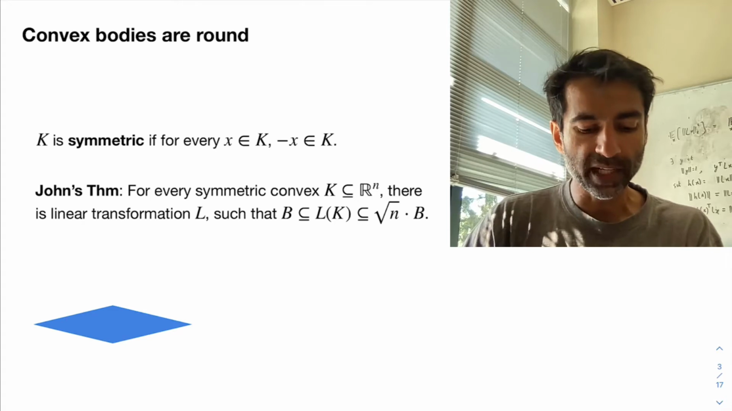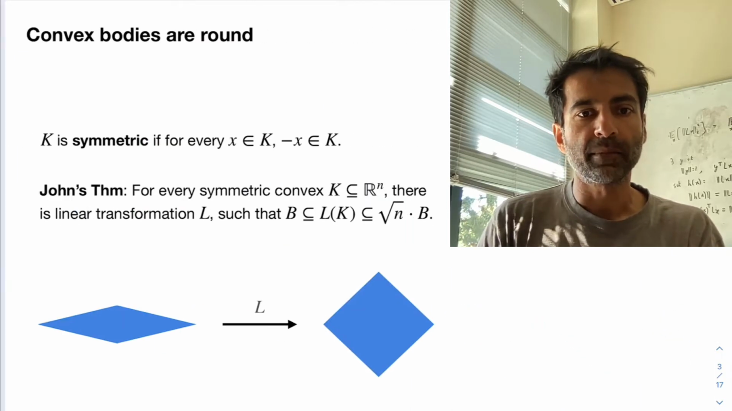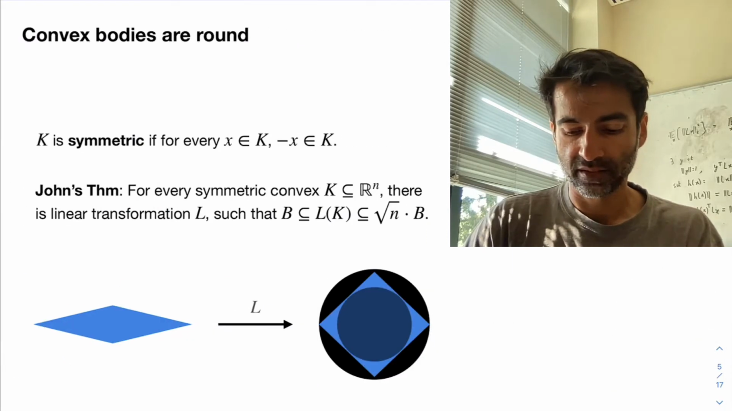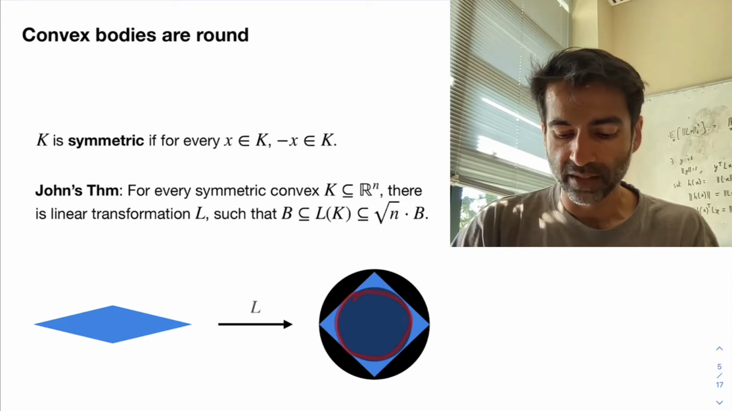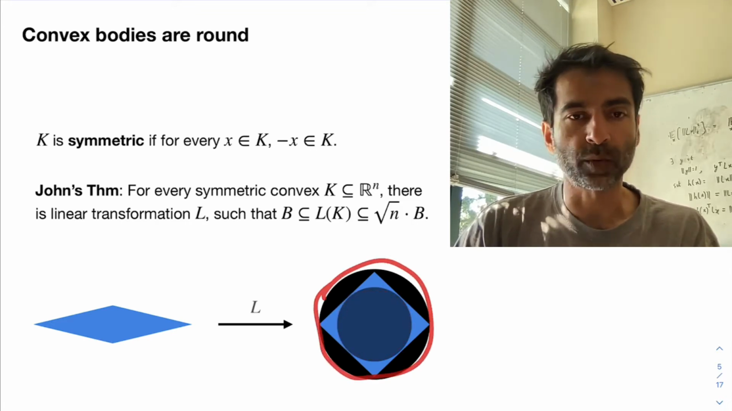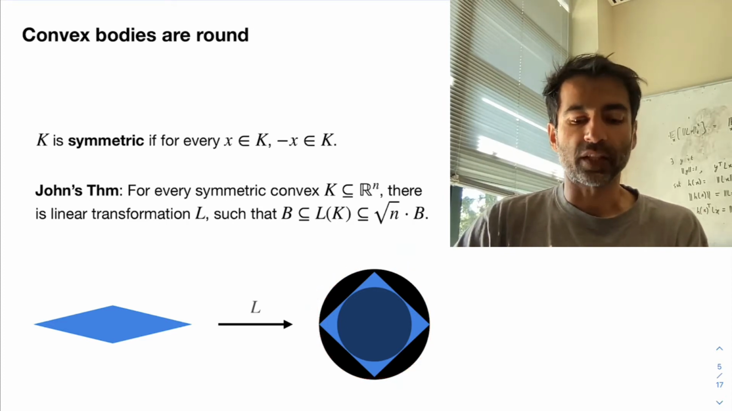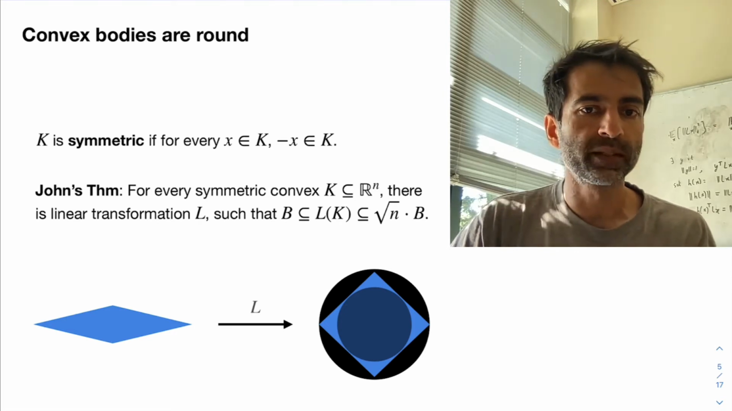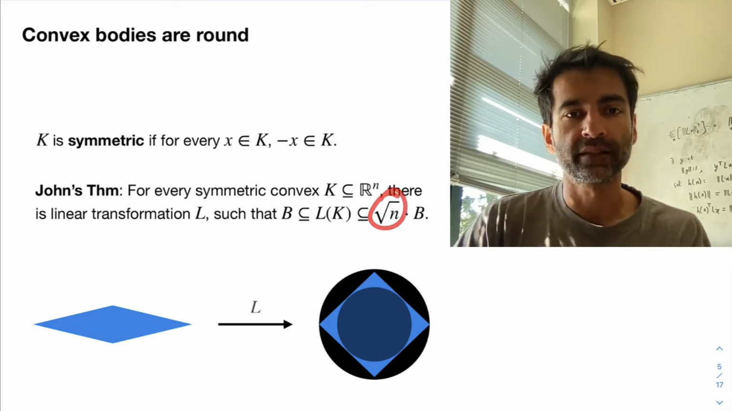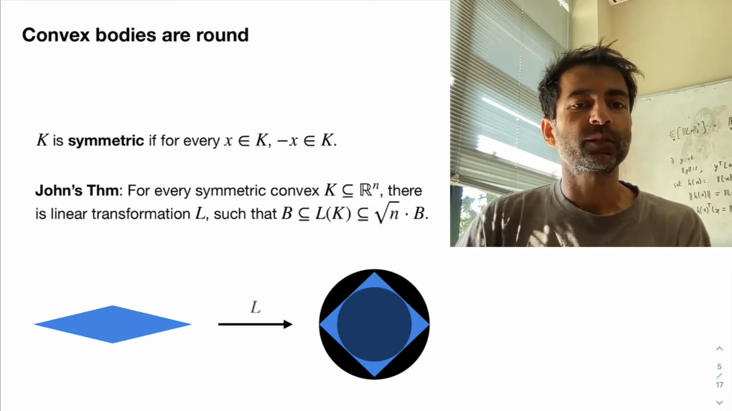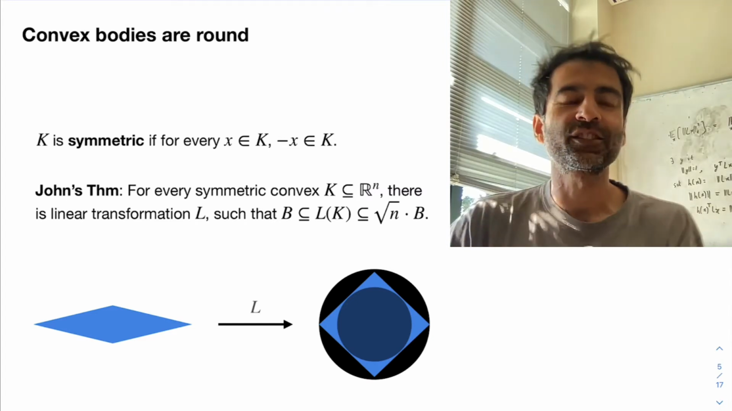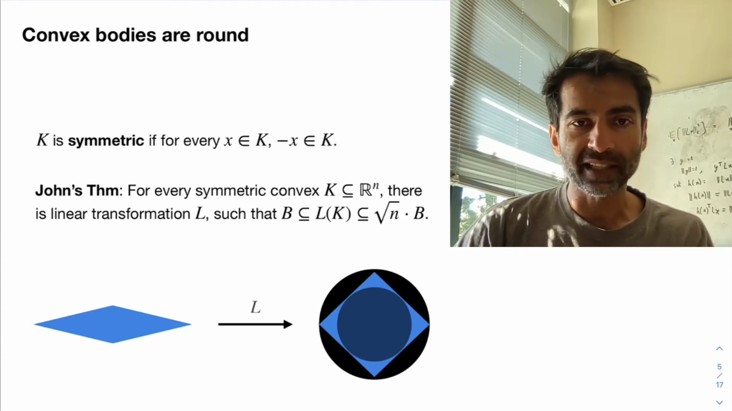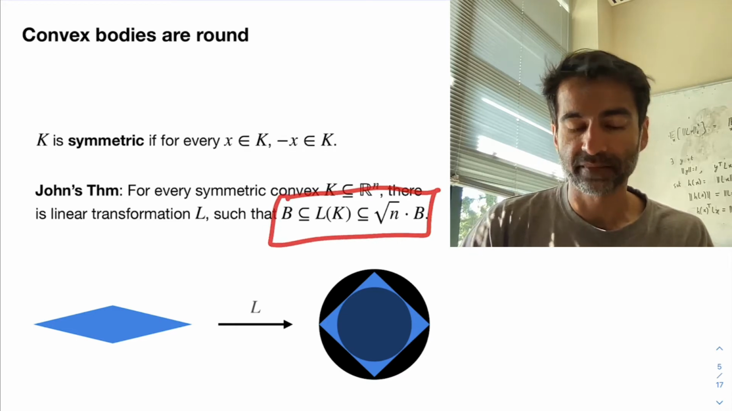So in pictures, what this means is you might have a convex body that's long and skinny like this one, but then you can apply a linear transformation and make it rounder. And after you make it round, then the unit ball will fit inside the body, and the convex body will itself fit inside the ball of radius square root n. Okay, so that's the statement of John's theorem. It's very nice, and it's tight. So you can show that if the body is the cube, then you cannot do better than this parameter square root n here. So this is what I mean by a theorem that shows that convex bodies are round. This says that any convex body is approximately like a ball, where the approximation is in this sense.